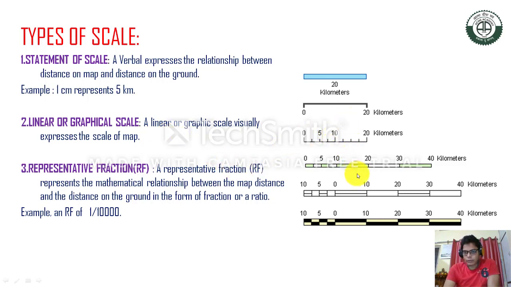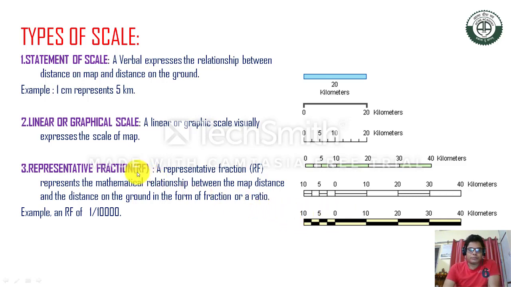Here are some examples of this type of scale, and here you can see the 0. So in a graphical scale there are two divisions. First one you can say the primary division, and after this 0 there is a secondary division. By this we can see the kilometers, and after this 0 we can show the secondary division. So 0 to 40 kilometers is the primary division, and after that 0 to 10 kilometers, on this side, is the secondary division.